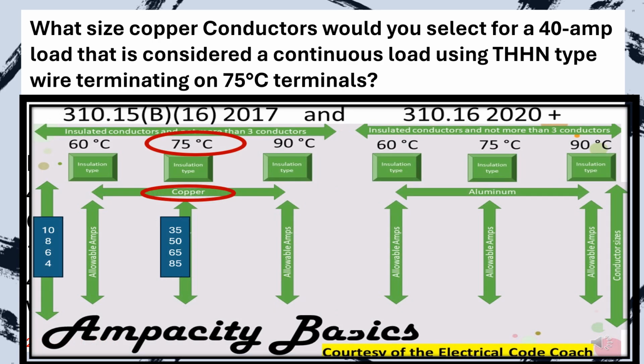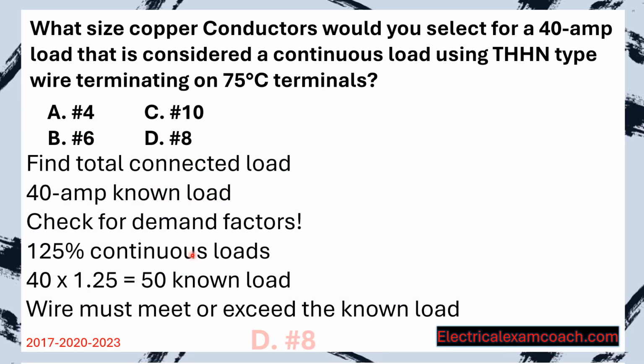We head over to our primary ampacity table. We're going to start on the left-hand side because they want copper conductors, and we're in the 75 degree C column. We come down and we find a wire that meets or exceeds our load, and we're going to put it on a number 8. Great job!